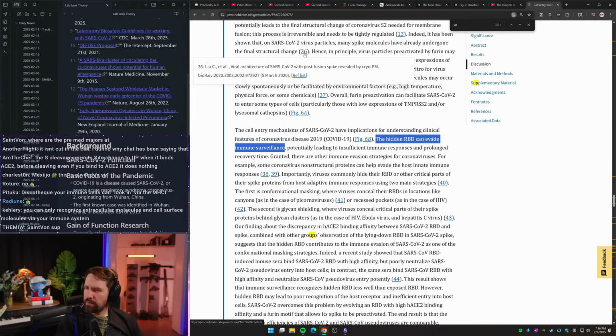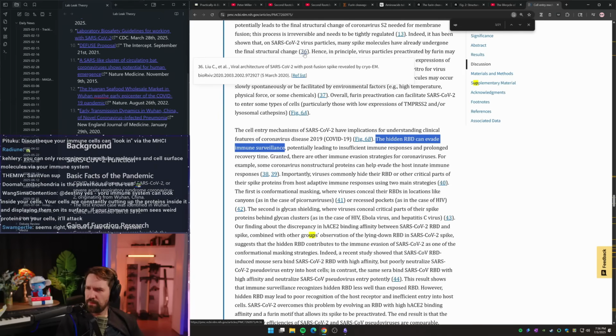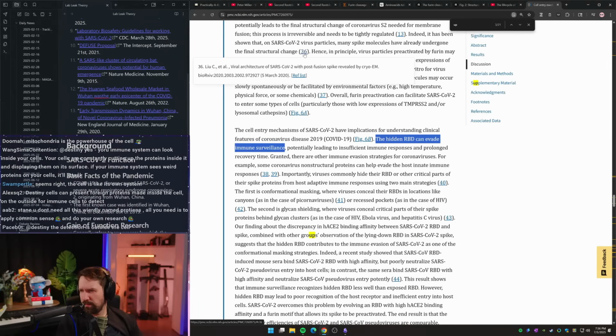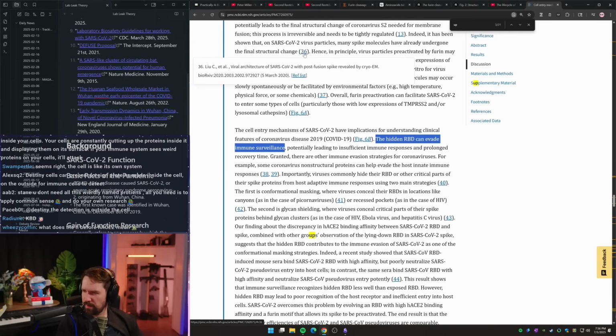The hidden RBD can evade, potentially leading to insufficient immune response and prolonged recovery time. Granted, there are other immune... for example, some coronaviruses. Importantly, viruses commonly hide their RBD or other critical parts of their spike proteins from host adaptive immune responses using two main strategies. First is conformational masking, where viruses conceal RBDs in locations like canyons or recessed pockets. The second is glycan shielding, where viruses conceal critical parts of their spike proteins behind glycan clusters.